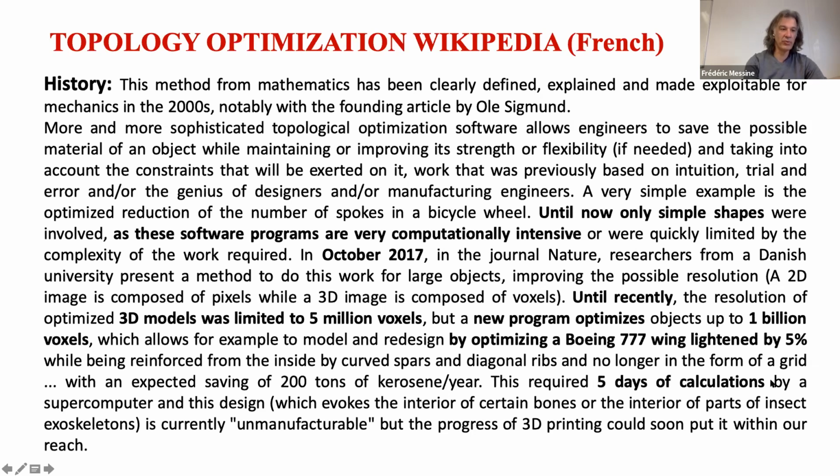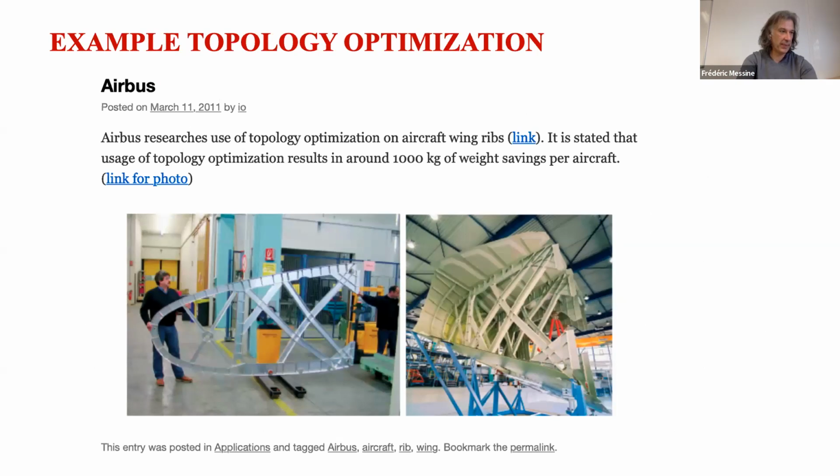That required about 5 days of computations, using, of course, a very, very huge and efficient computer. But you have to keep in mind that now in mechanics, that's not the case in electromagnetics, but in mechanics, we can solve problems in 3D with about 1 billion voxels, so 1 billion variables. That's very, very huge for an optimization problem, in 5 days, but it's not so bad.